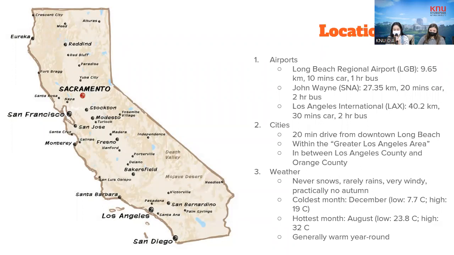But especially for California in general, we don't really have an autumn season, just because, like I mentioned, it's really hot. So the temperature doesn't start dropping until maybe mid-November. And the coldest month is around December, and the hottest month is August. But the summer temperatures do go up until around mid-November.